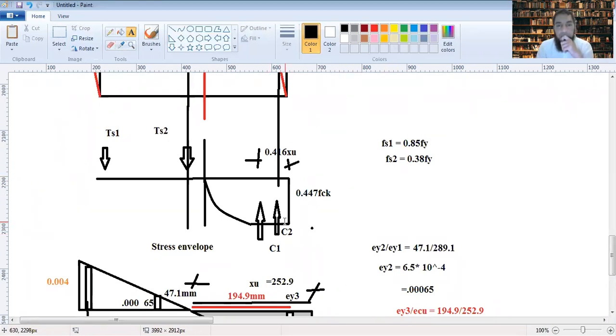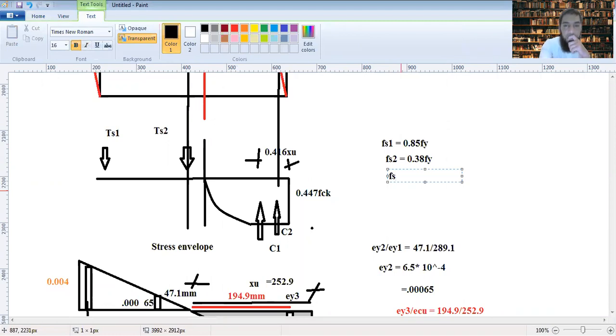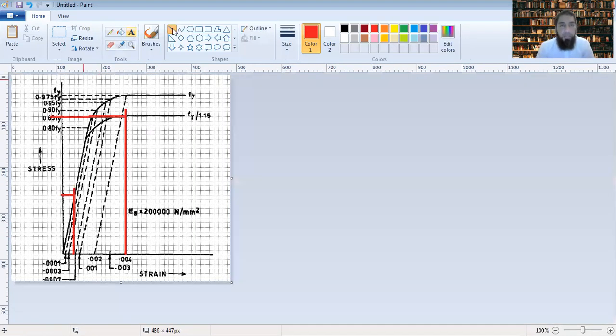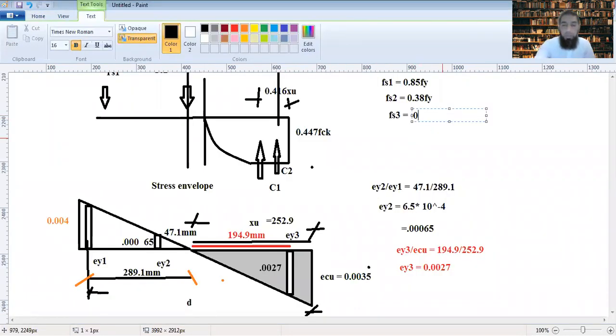Then you have corresponding to this fs3, which would be corresponding to the compression force for strain epsilon y3, which is 0.0027. So 0.0027 is somewhere, this is 0.002, then 0.003 is here, so 0.0027 is here. So this corresponds to between 0.85 and 0.8, that's 0.84 around, this is 0.84. fs3 corresponds to 0.84 fy.